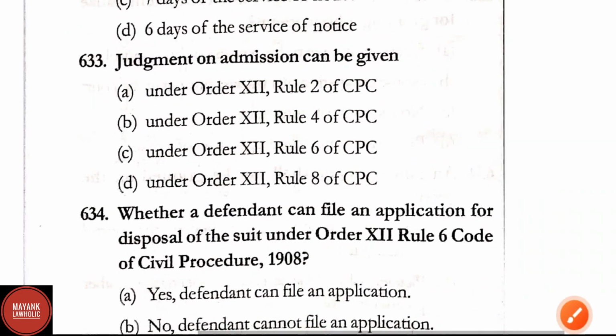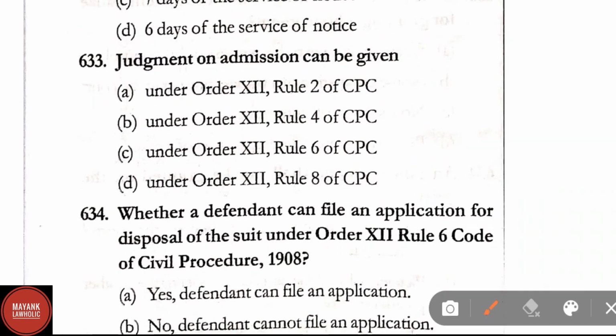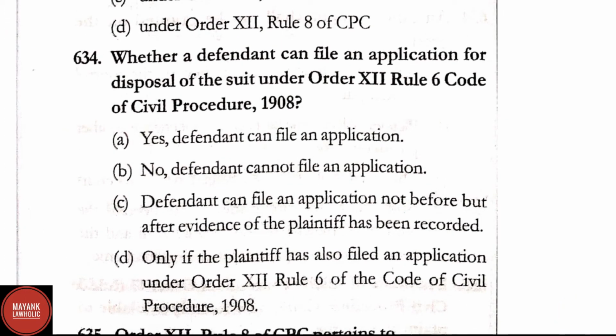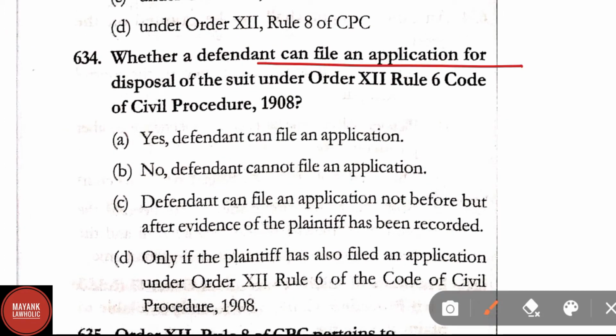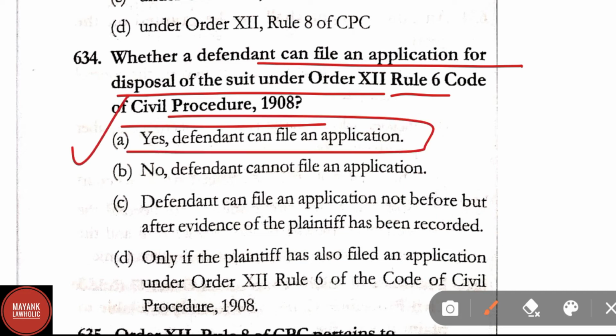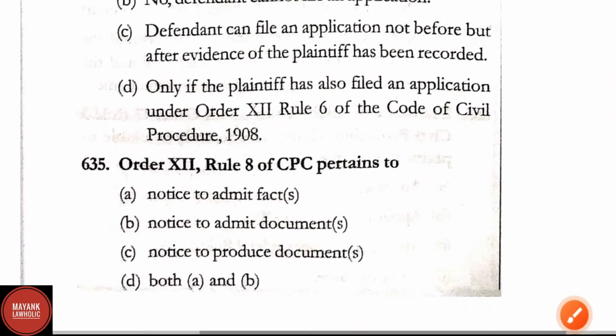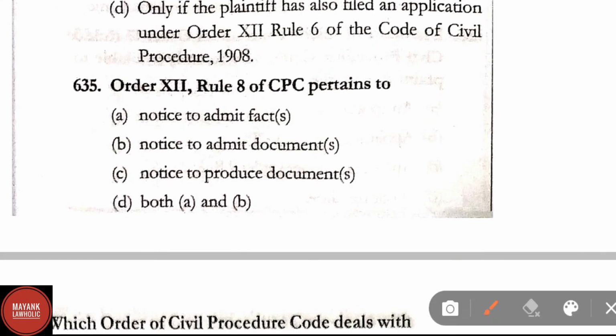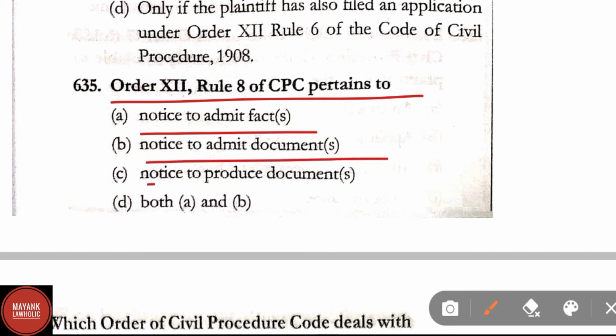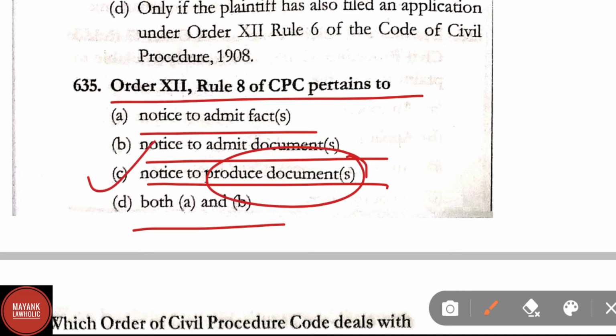Question number 633. Judgment on admission can be given. Here correct answer is option C, under Order 12 Rule 6 of CPC. Question number 634. Whether a defendant can file an application for disposal of the suit under Order 12 Rule 6 of the CPC. Here correct answer is option A, that is yes, defendant can file an application. Question number 635. Order 12 Rule 8 of CPC pertains to option A, notice to admit facts, notice to admit documents, notice to produce documents, both A and B. Correct answer here is option C, that is notice to produce documents.